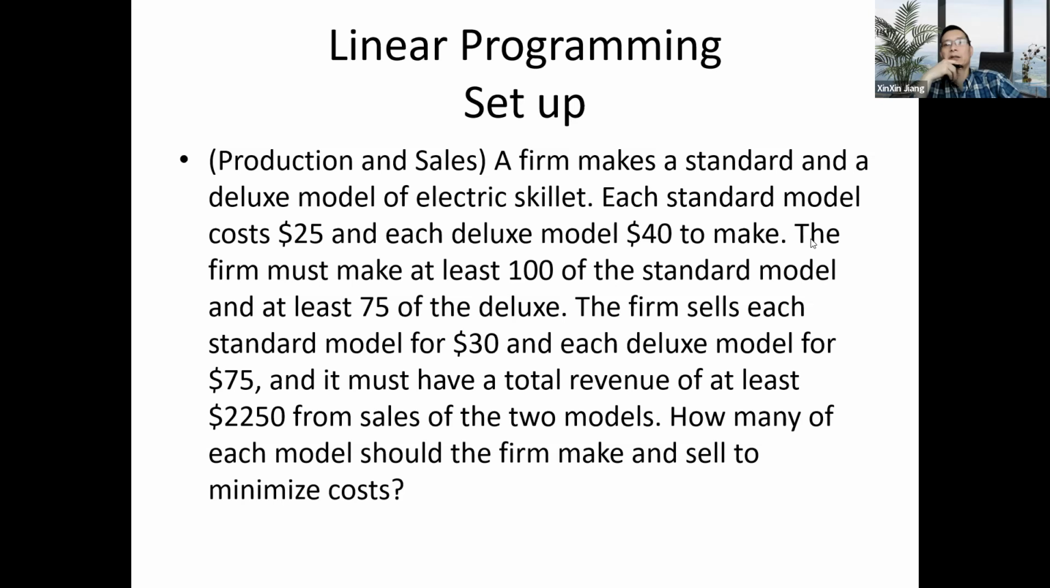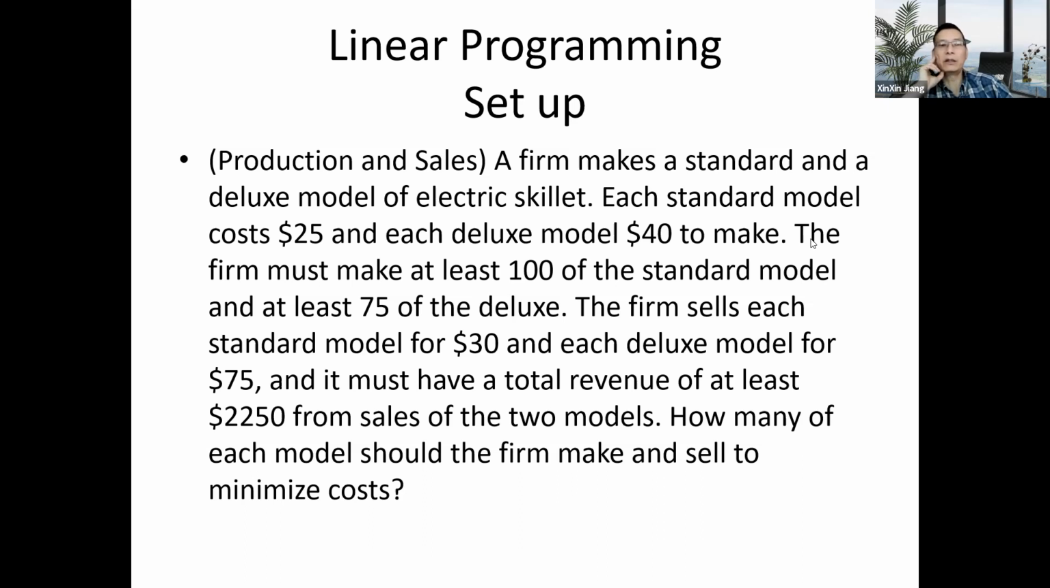A firm makes a standard and a deluxe model of electric skillet. Each standard model costs $25 and each deluxe model costs $40 to make. The firm must make at least 100 of the standard model and at least 75 of the deluxe. So this is actually individual, not the summation. It's different from x plus y greater than or equal to 175. It's not. Each one has to be bigger. Greater than or equal to 100, greater than or equal to 75.